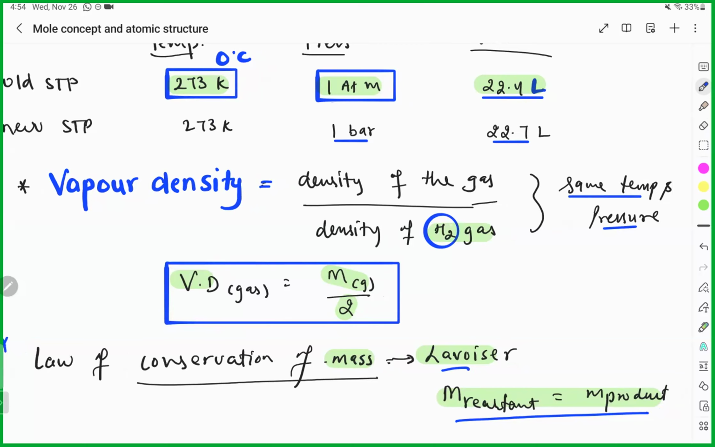So if you want to calculate density, you can take the density of a gas with respect to the density of hydrogen. Because temperature and pressure are the same, volume will also be the same. Then you can take mass only.